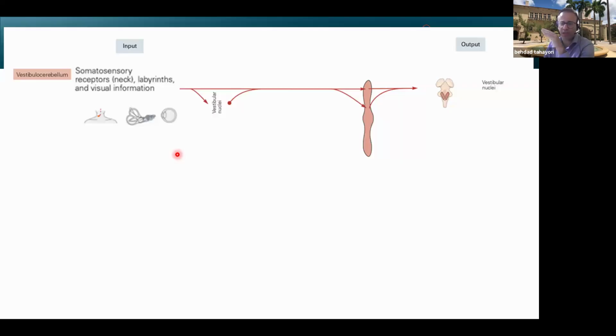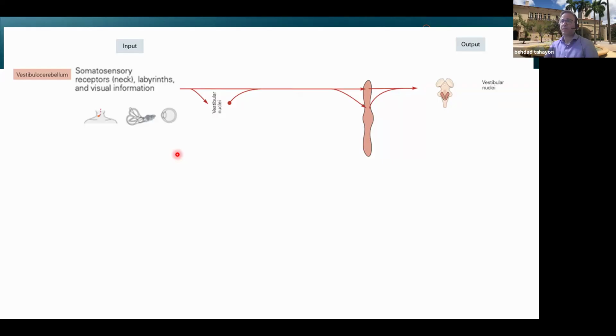Because this flocculonodular lobe is located anatomically very close to cranial nerve number 8, and cranial nerve 8 is very prone to acoustic neuroma, a benign tumor that actually grows there and puts pressure on the flocculonodular lobe. And when a neurologist sees those symptoms, that they don't have correct eye pursuit, they have balance issues, things like that, they might suspect that there is an acoustic neuroma putting pressure on the flocculonodular lobe.